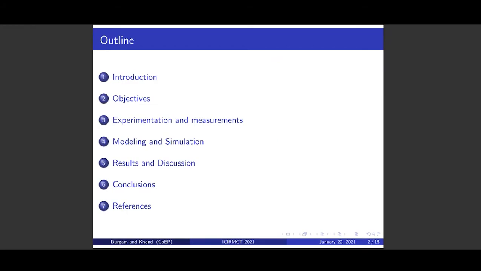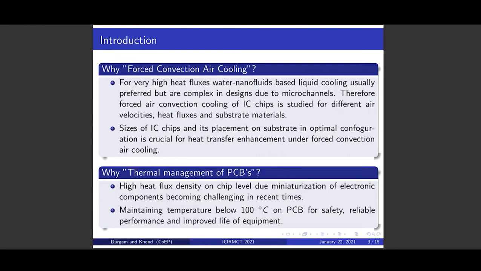The outline of work I am presenting here: introduction, objectives, experimentation and measurements, modeling and simulations, results and discussions, conclusions and references. The introduction. The question does arise: why is forced convection air cooling?